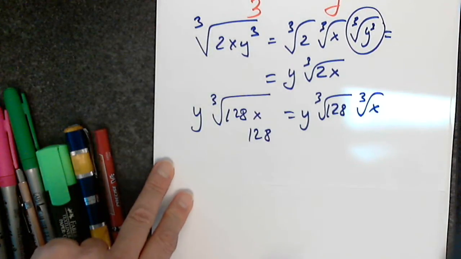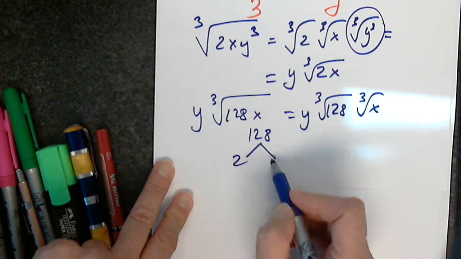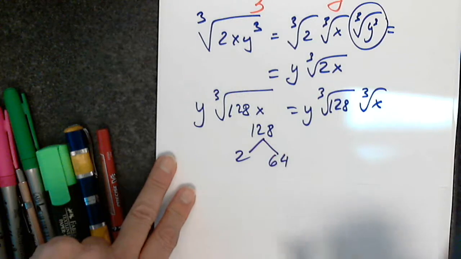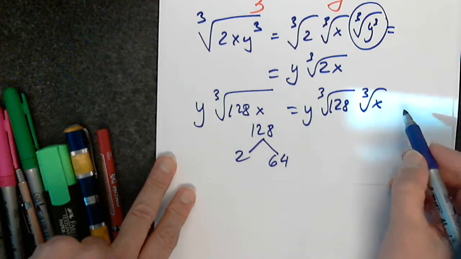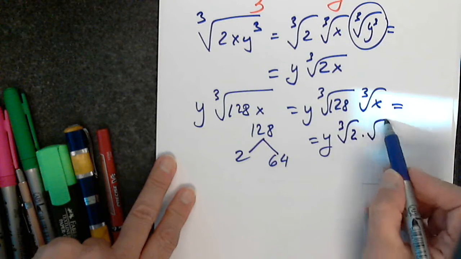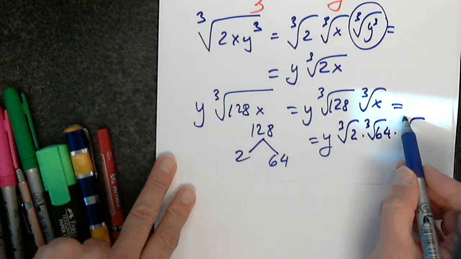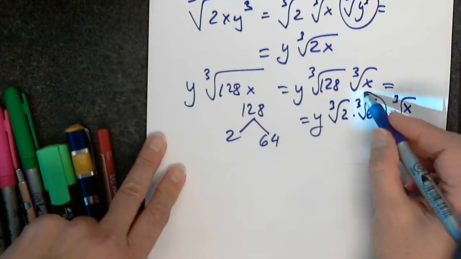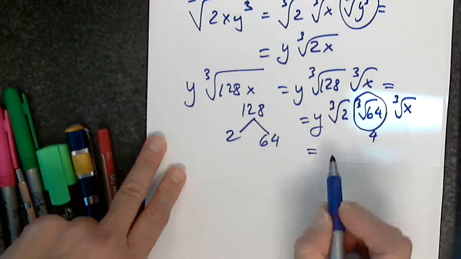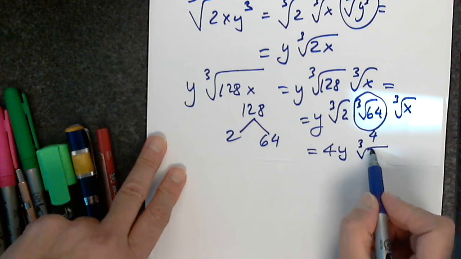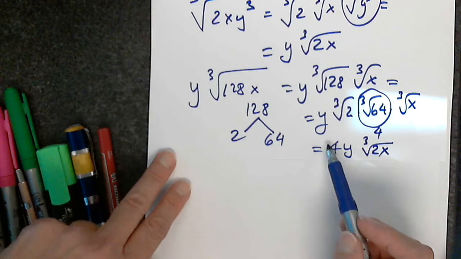128 is an even number. It must be divisible by 2. And when I divide by 2, I get 64. And I know that 64 is a perfect cube. So I will rewrite everything as y, the cube root of 2, the cube root of 64, and the cube root of x. I know that this is 4. So the simplified form of the third radical is 4y, the cube root of 2x. Is this clear?